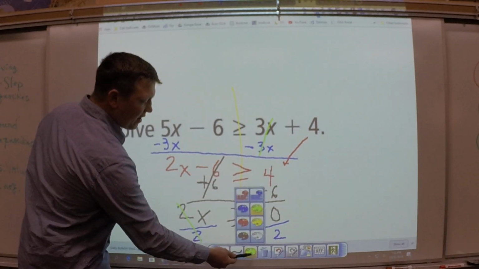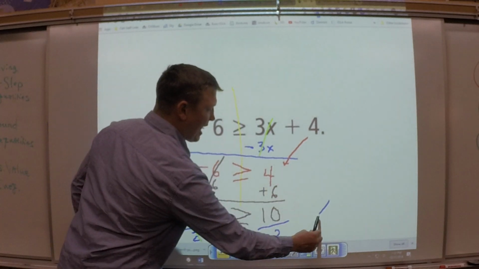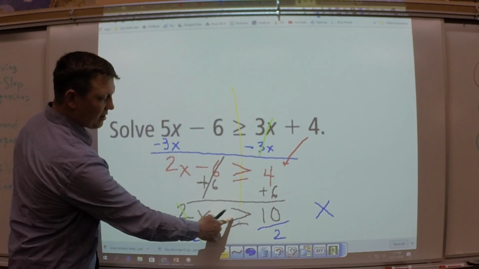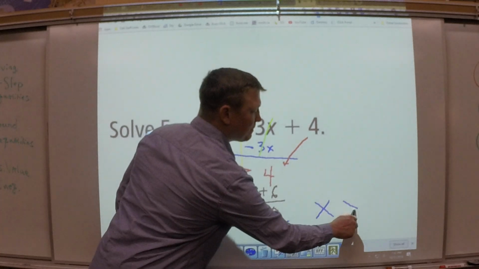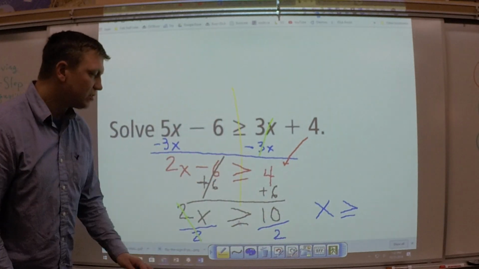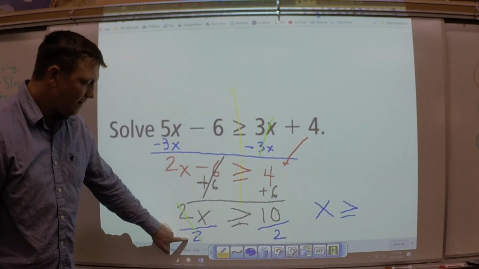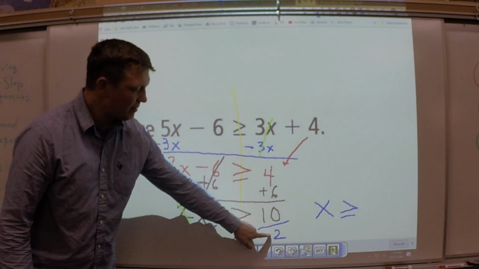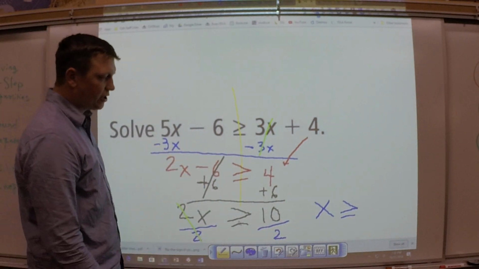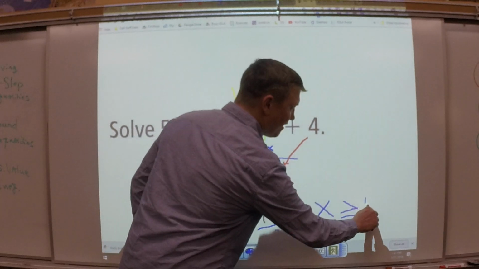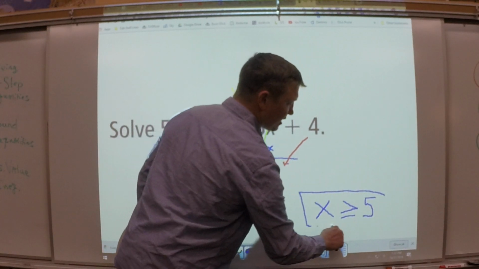These will cancel out. 2 divided by 2 will cross out and go away. And what do I have left? I like to rewrite it over here. I've got x, and it's going to be greater than or equal to. Do not flip the inequality unless you multiply or divide by a negative. This number that I'm dividing by is just 2, so 10 divided by 2 is 5. And there's my final answer right like that.